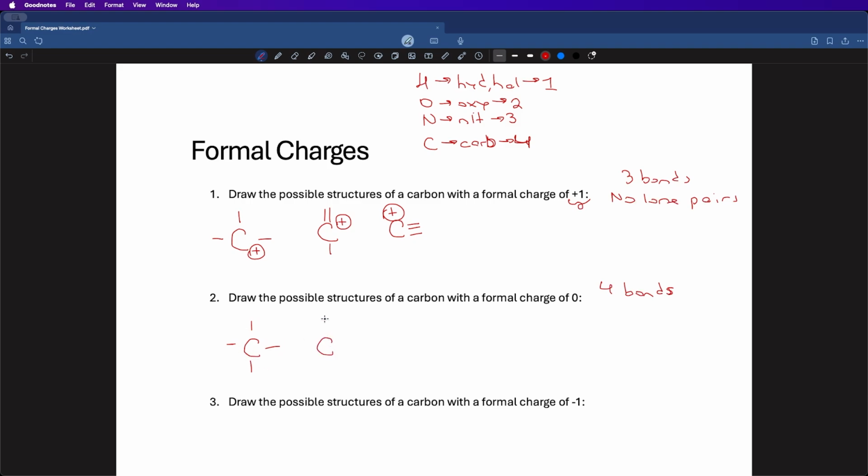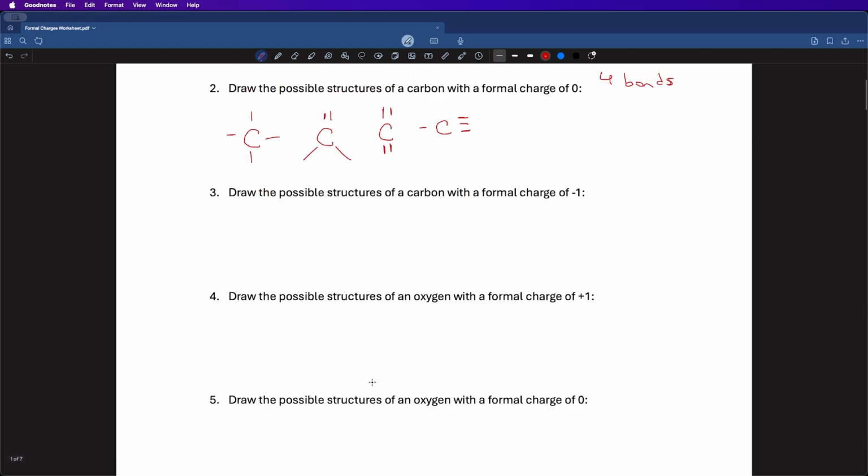We can also try to draw a double bond by doing a double bond and 2 single bonds. And then we can also stick with double bonds by just making 2 double bonds. And finally, we can make carbon with one single bond and 1 triple bond. And all of these have a formal charge of 0, so neutral.